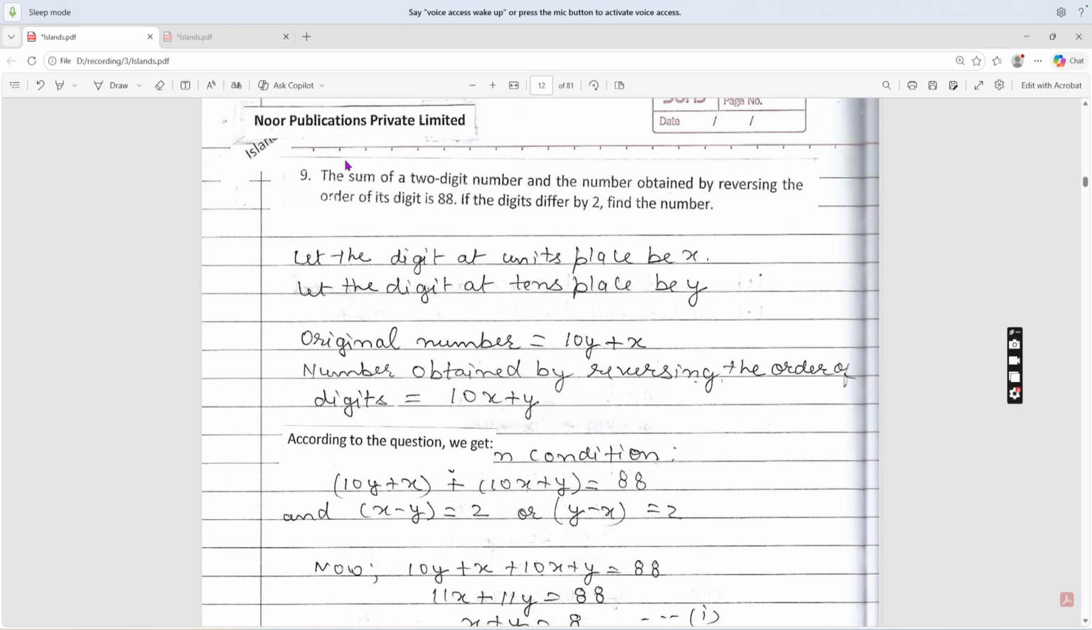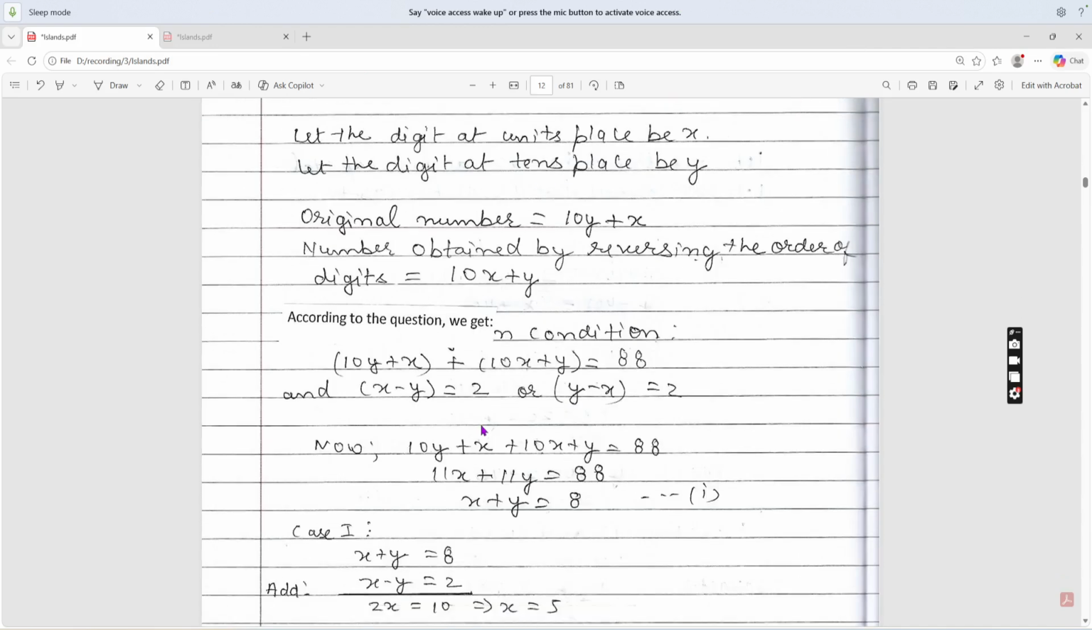Now just see, it is written the sum of a 2-digit number. What is the 2-digit number? Originally 10y plus x. It is the original number. Plus means the sum of the number obtained by reversing the digits, that is 10x plus y. And when we add both of these two, what are we getting? 88.